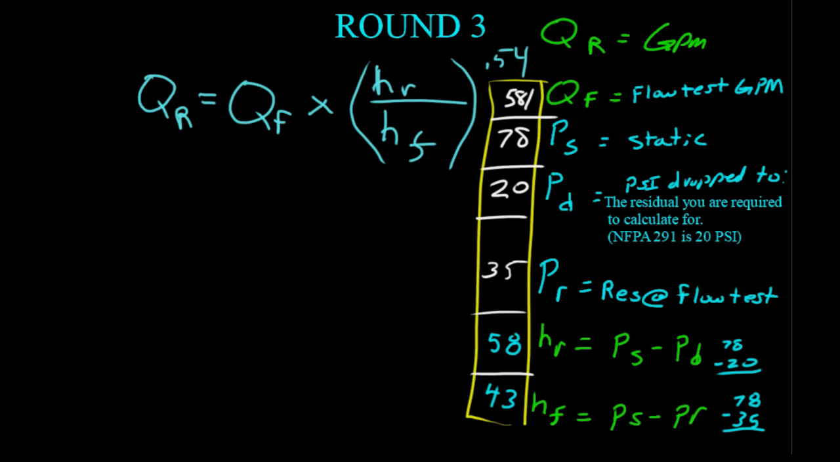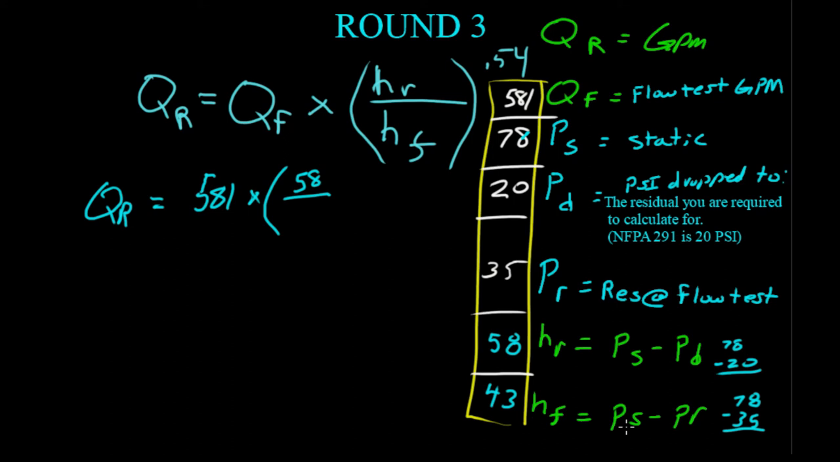Round three. Now let's try this again. So for that same hydrant test we just did, QF is going to be 581 gallons a minute, which is what we just got, right? Times, and what is our HR? PS minus PD, that'll be 58. So we're going to put HR is 58.